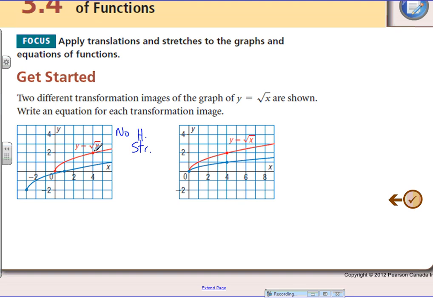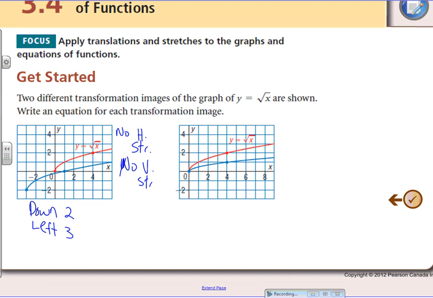No horizontal stretch. But now let's look at the vertical. It was 2 high. It's also 2 high, so that means no vertical stretch. We're only going to have translations involved. So take those points and move them. This point went down 2, 1, 2, and it went left 1, 2, 3. Let's just check with the other point, make sure that's true as well. Down 2 and left 3. Perfect. So we went down 2, left 3.